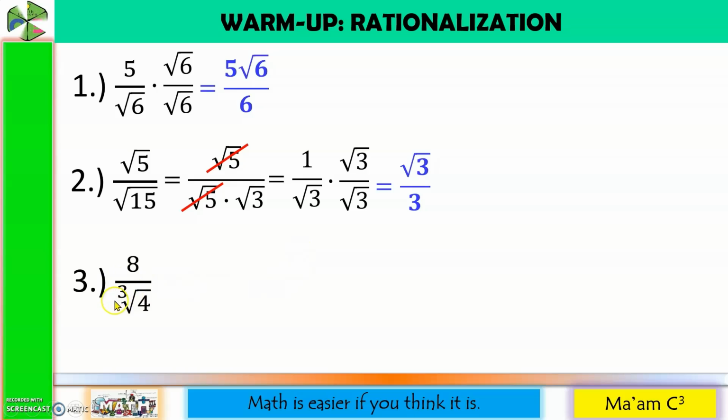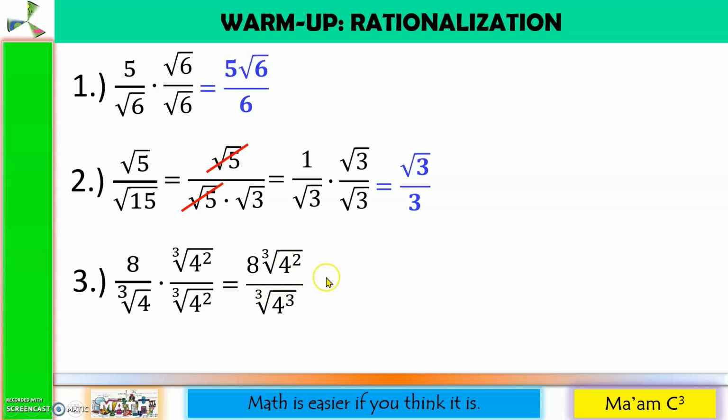Next one, the index is 3 and the exponent of 4 here is 1. So we're going to need 2 more cube root of 4. Let's multiply numerator and denominator by cube root of 4 squared. So 8 times cube root of 4 squared is 8 times cube root of 4 squared. And then here 1 plus 2 is 3. So cube root of 4 cubed. And then 4 squared is equal to 16. In the denominator, the cube root and the exponent 3 will cancel out. So 8 cube root of 16 divided by 4. 8 divided by 4 is 2. So we have 2 cube root of 16.